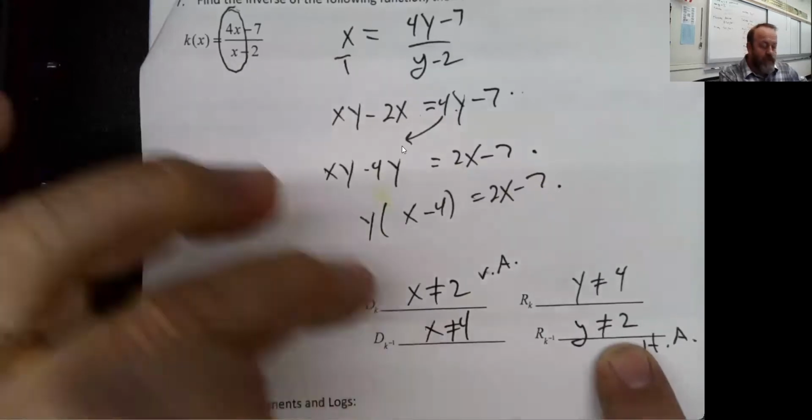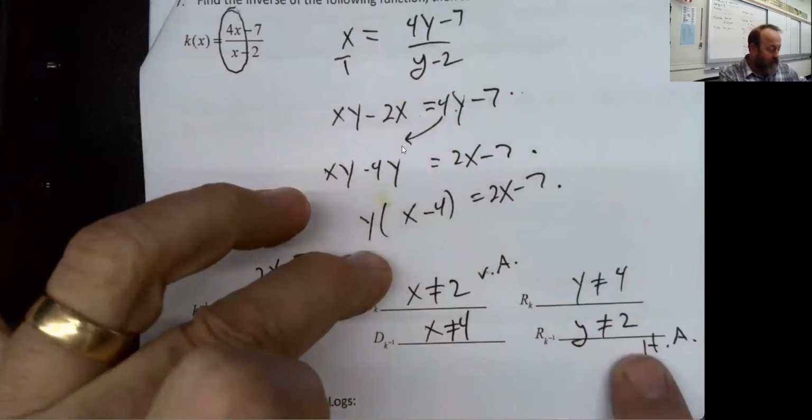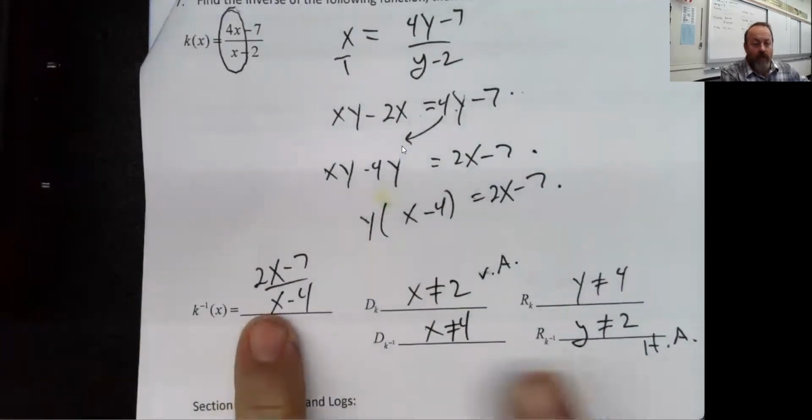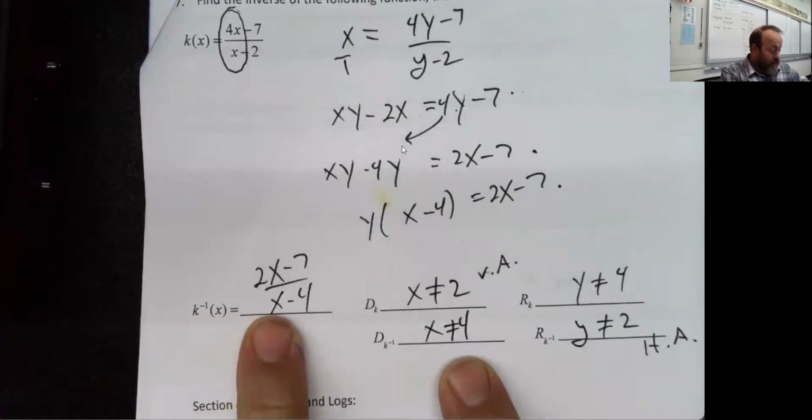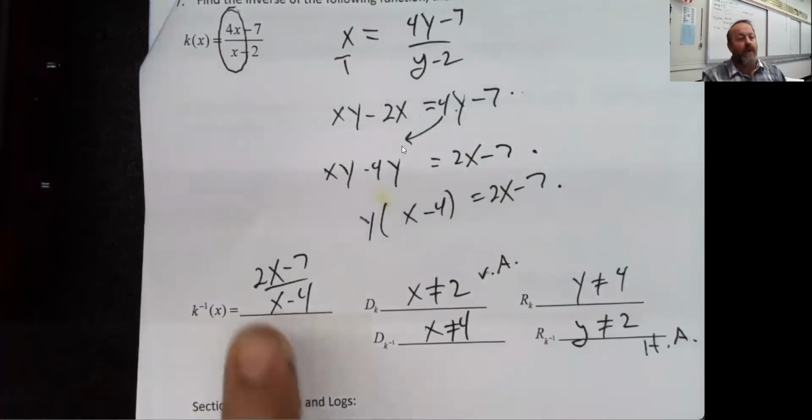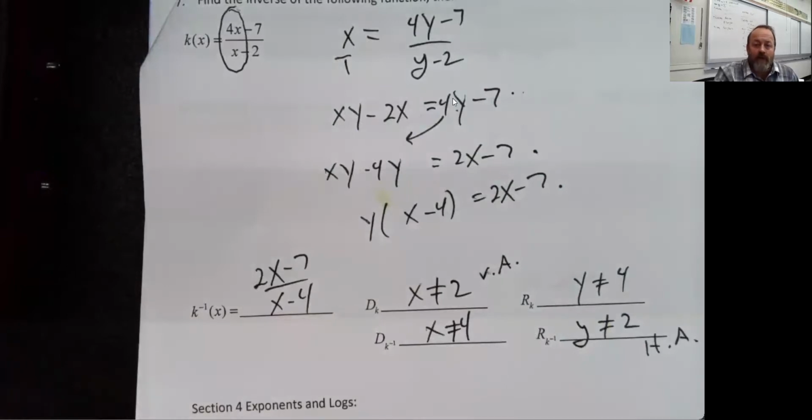Again, vertical asymptote, horizontal asymptote. And for the same reason, in the new one, I can't have 4. That would be a vertical asymptote. And therefore, in the original range, y can't be 4. And that would kind of finish off the little portion of the test about inverses.